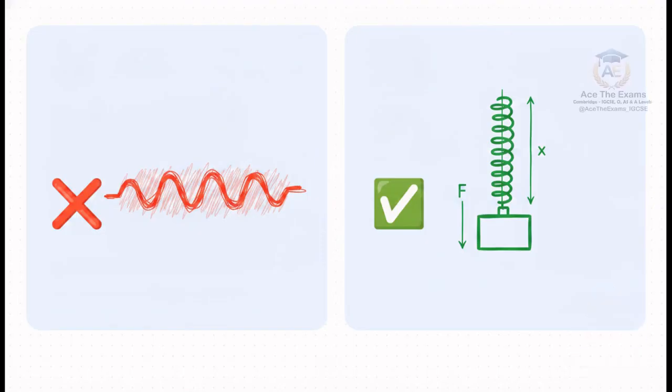Let's actually compare two approaches here. On the left, we've got the ordinary, vague revision answer that gets you absolutely nowhere: the spring stretched. Now look at the right side. Contrast that with the exact mark scheme aligned terminology: F equals kx. Force is directly proportional to extension. Do you see the difference?